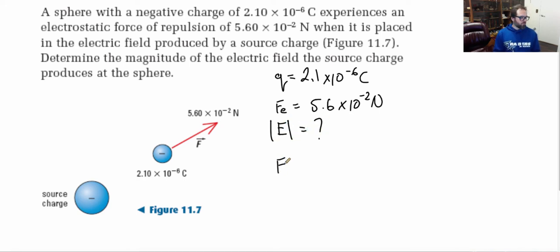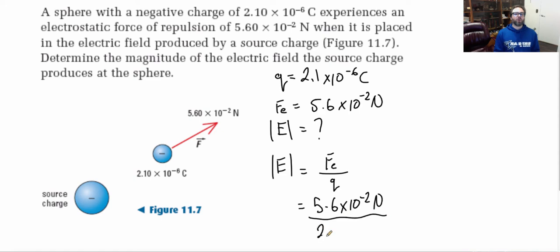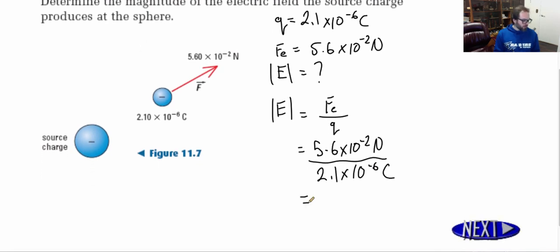So we're going to use the formula. My electric field is equal to force divided by charge. So I'm going to end up getting 5.6 times 10 to the negative 2 newtons divided by 2.1 times 10 to the negative 6 coulombs, which will end up giving me a total of 2.67 times 10 to the 4 newtons per coulomb.